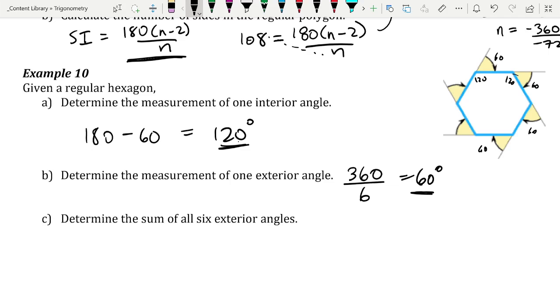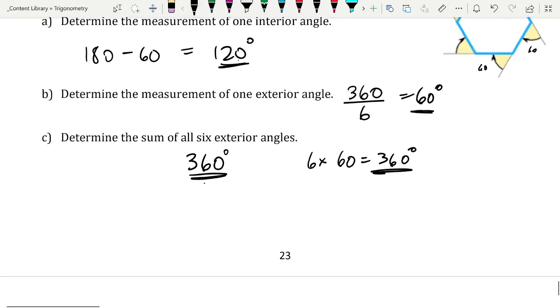And then determine the sum of all 6 exterior angles. That's kind of a trick question. But you can add it up if you want to. What's 6 times 60? 360. The sum of all exterior angles on any regular polygon will always be 360. And there we go. That's the last example in our notes booklet.